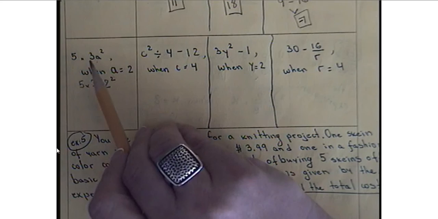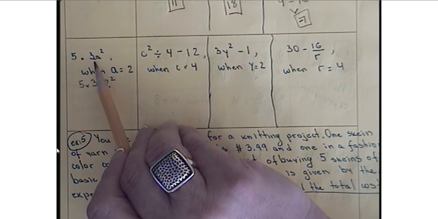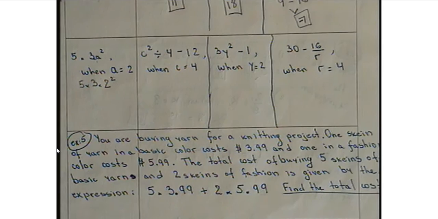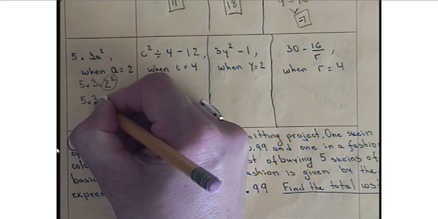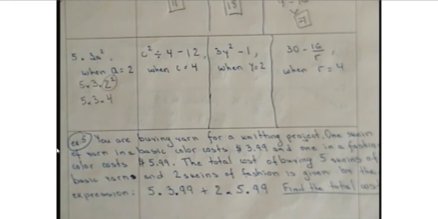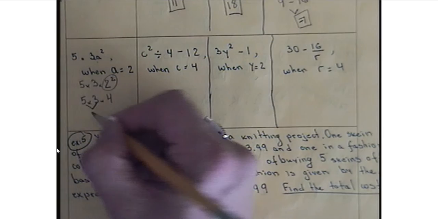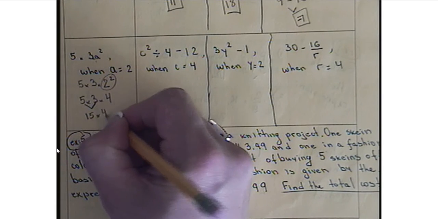Now if we have 3a squared, this means multiplication. Even though you don't see it, the hidden sign here is a multiplication. So now the exponent goes first, so we have 5 times 3 times 2 to the second, which is 4. And then 2 multiplication operations, so we start from left to right, multiply those two first. 5 times 3 is 15, times 4, we get 60 as a final answer.